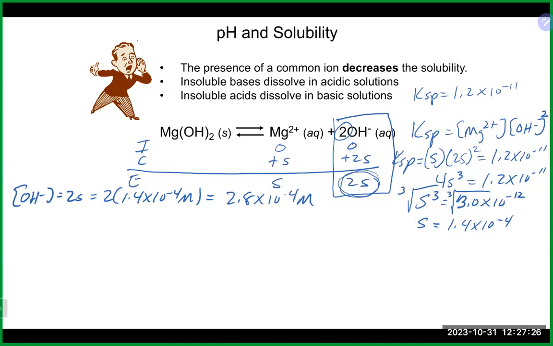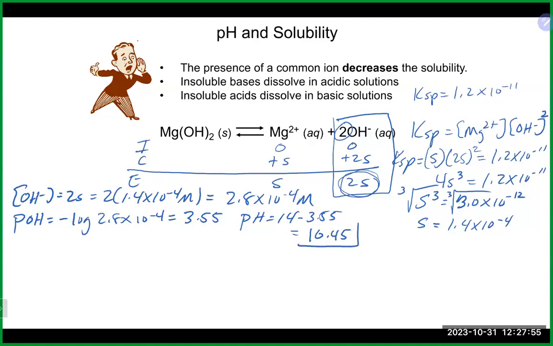From that concentration, I can get the pOH, which equals minus the log of 2.8 times 10 to the minus 4. If I do that, that is a pOH of 3.55. My pH then would be 14 minus 3.55, and that's going to give me 10.45 as the pH. Any questions on what I just did?